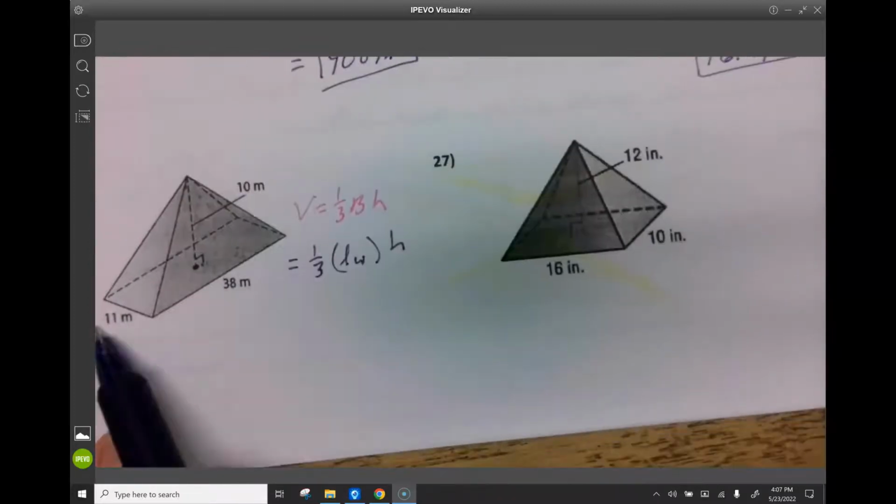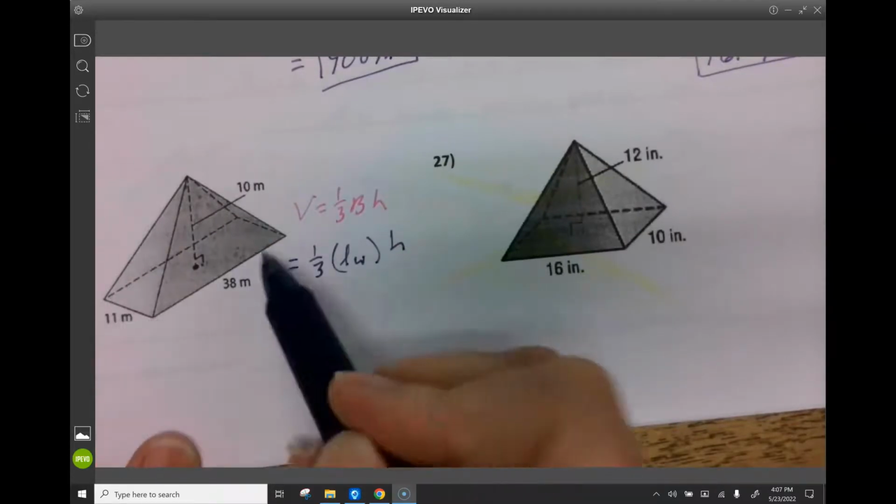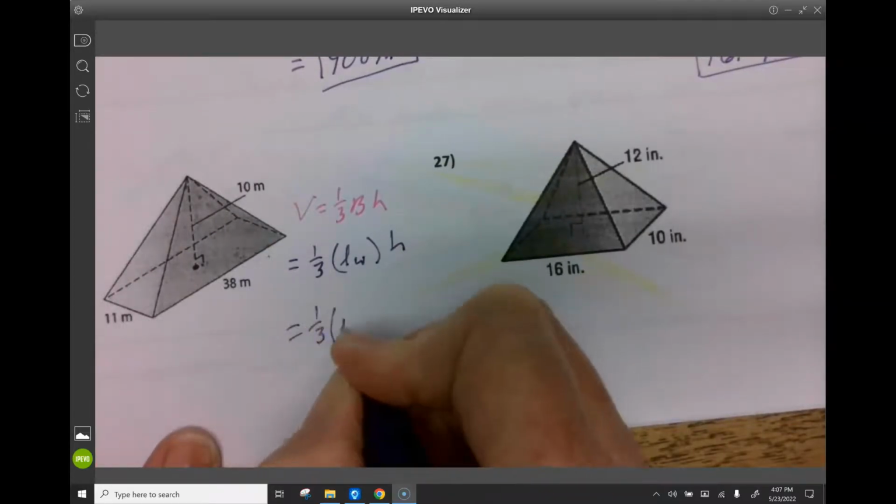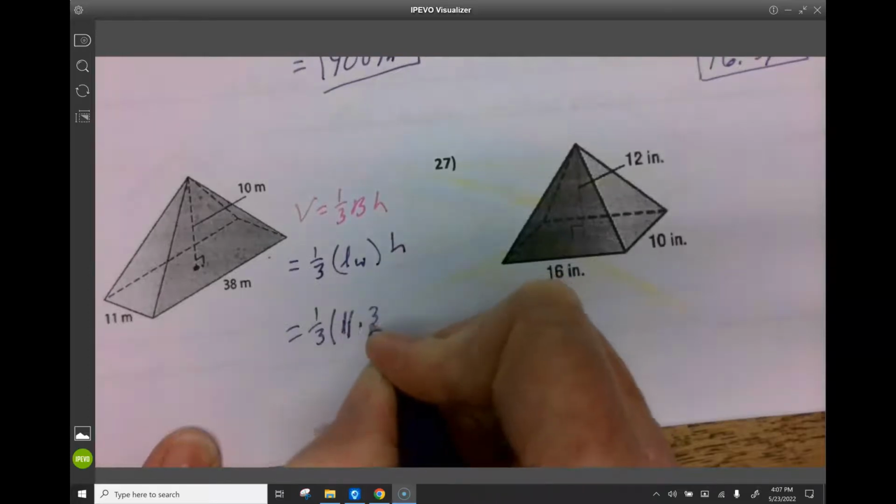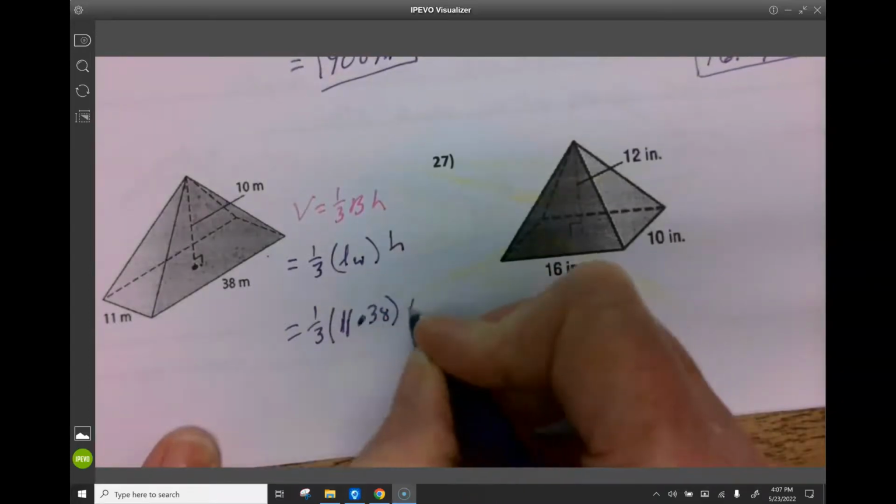Now we're to a rectangular base. Okay, so now I'm on a rectangular base, so that means I'm just going to be length times width. So it's 1/3 times 11 times 38, and the height is 10.